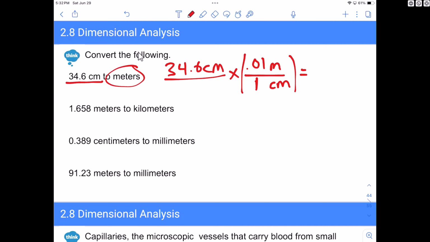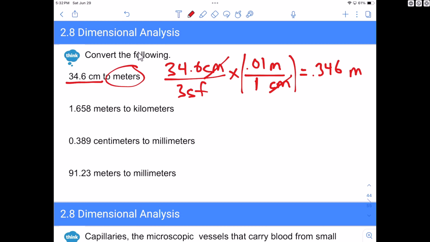Okay, so I double check my work. I make sure that my units cancel. Centimeters cancel, centimeters cancel. I'm left with the unit I desire, which is meters. I plug that into my calculator and solve, and what I end up with is 0.346 meters. Again, notice that I keep the same number of significant figures.